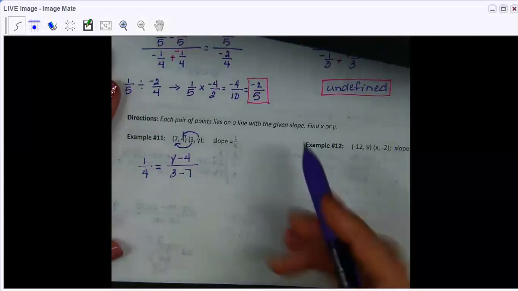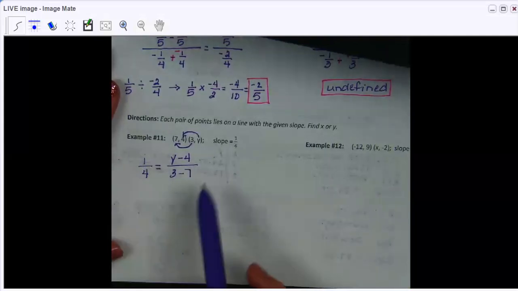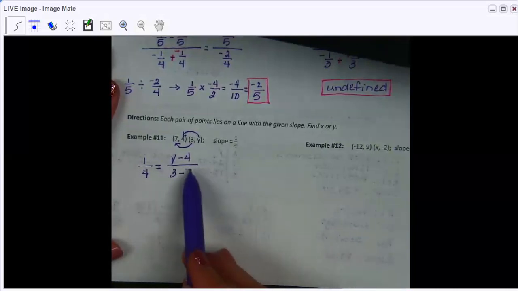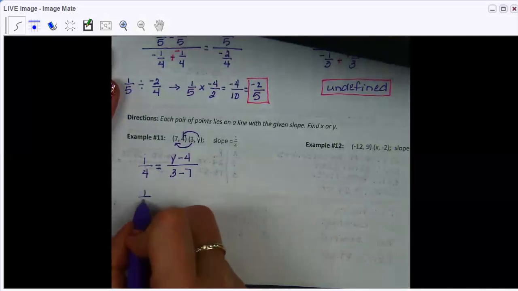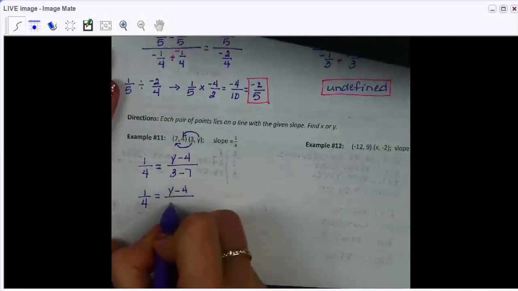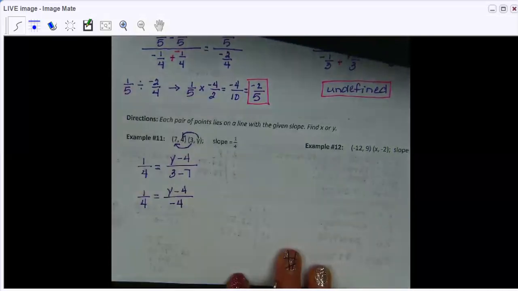Okay. Now I'm going to look and see if I can simplify any part of this problem. And I can simplify my denominator. So I'm going to come down here and rewrite it: y minus 4 over negative 4. Now, what does this problem look like? It looks like a what type of problem? Do you guys remember, it starts with a P, R-O? Proportion. It looks like a proportion.